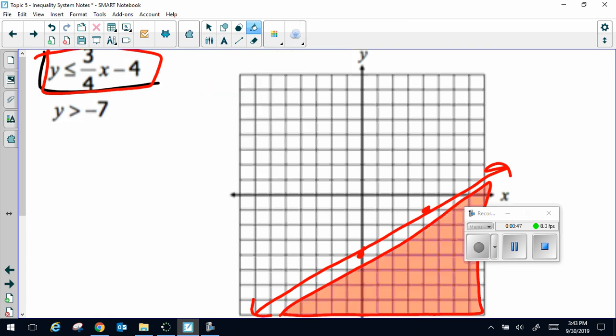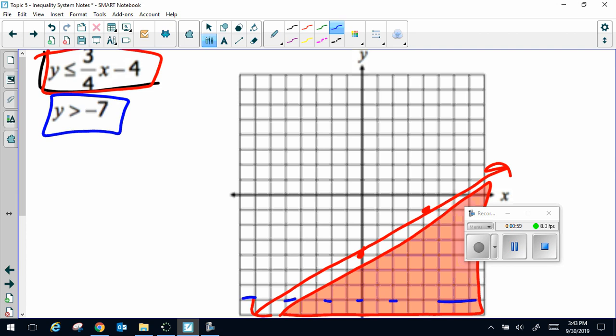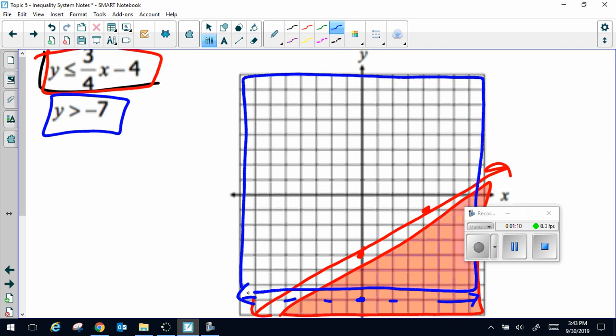There it is. Okay. Then for y is greater than -7, remember that's a horizontal line at -7, which is right here. It's going to be a dotted line because there's no equal to symbol, and it wants me to shade everything above that, so I'm going to go ahead and shade all of this area.